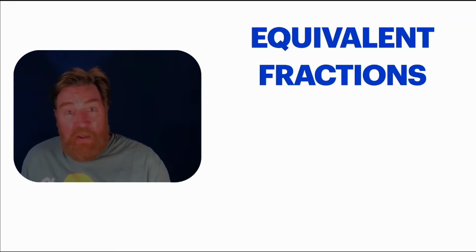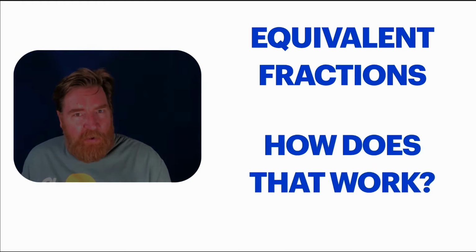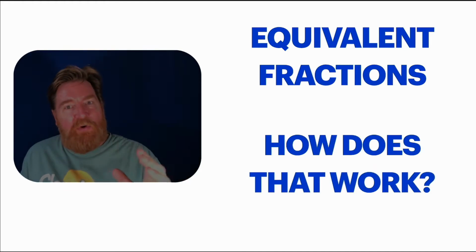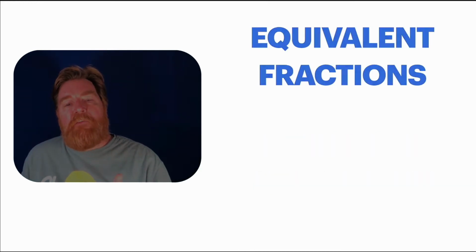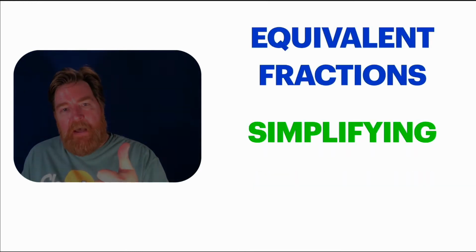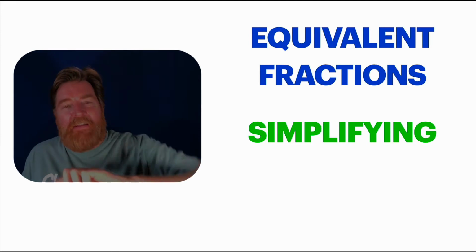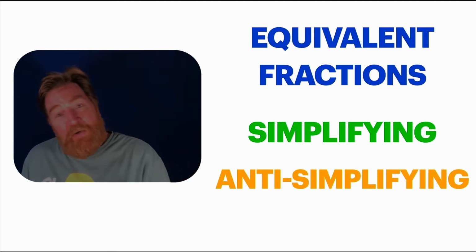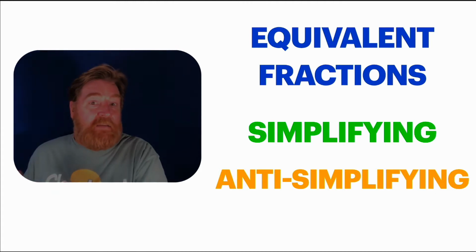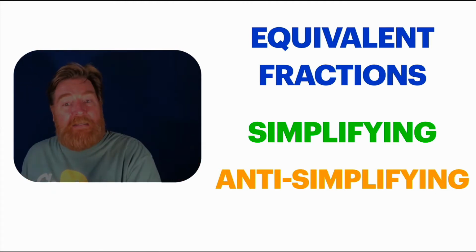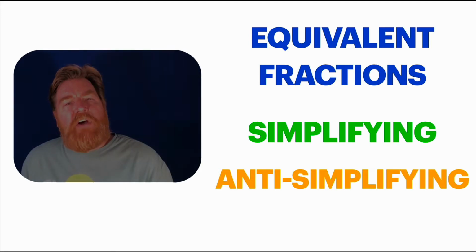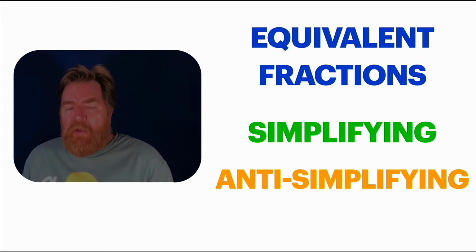Well, that turns out to be pretty important. So let's ask ourselves, with these equivalent fractions, how does that work? Well, there are two ways that we see these equivalent fractions happening. The first one is simplifying, and the other one is the exact opposite, anti-simplifying. So we go between fractions by simplifying them or anti-simplifying them. And that's what we're going to spend the bulk of our time on in this lesson. So let's do that right now.